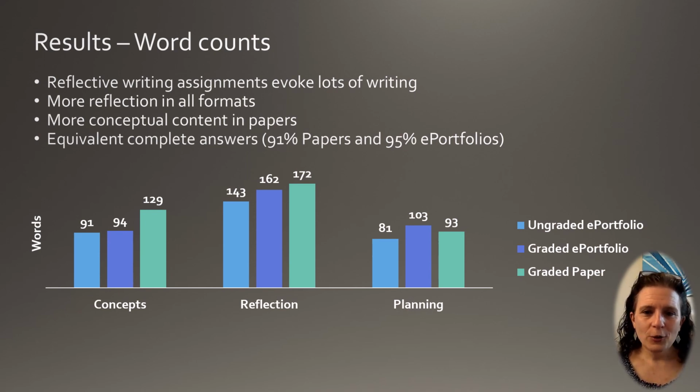The second thing I want you to notice is, if you look at the third bar, that turquoise bar, the one place where students wrote more in the formal papers was describing the concepts. I think that's interesting because when it was a formal paper, students felt like they needed to spend more time clearly describing the concepts. But despite that, the grades on the assignments weren't different, right? There were equal percentages of complete assignments in papers and ePortfolios, even though students spent more time talking about the concepts in ePortfolios.